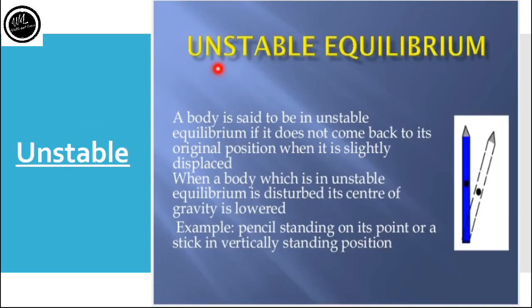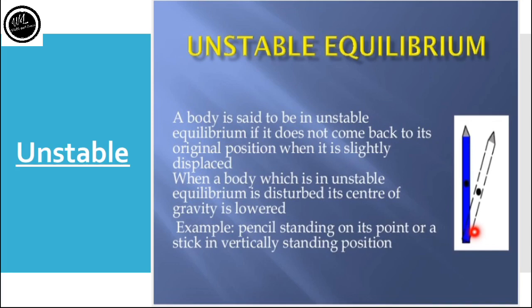Next thing we have is unstable equilibrium. In stable equilibrium, we discussed that if a body comes back to its original position after the slightest tilt, it is known as stable equilibrium. But what happens when it does not come back to its previous position? Then this state of equilibrium is known as unstable equilibrium. So let's study the definition: a body is said to be in unstable equilibrium if it does not come back to its original position when it is slightly displaced or tilted.